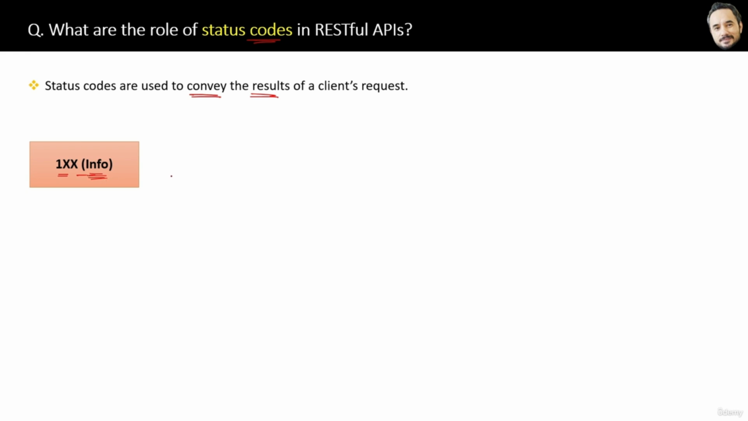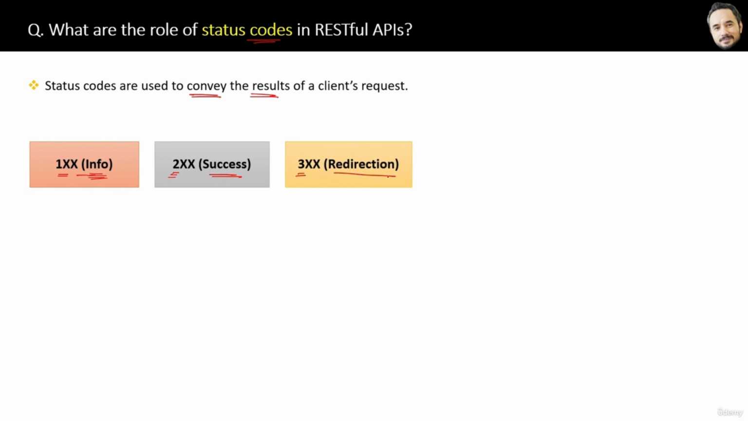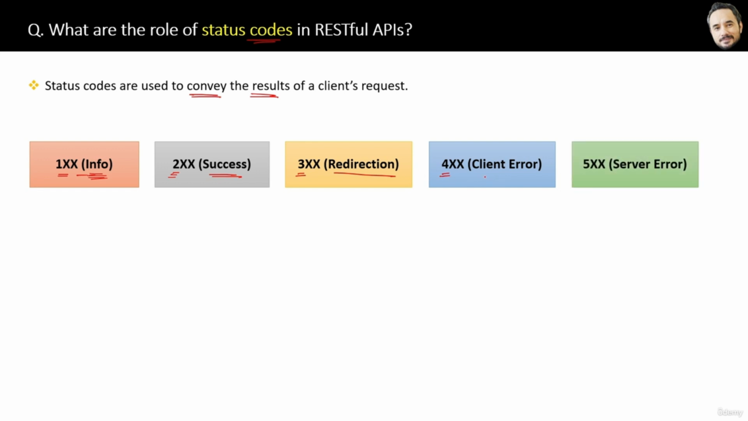Okay, it's informational. Then if the response status code starts with 2, that means the client request was a success on the API server. If a status code starts with 3, that means the client request was redirected somewhere else. Again, it is not so important and is very rarely used. Then if the response status code starts with 4 or 5, that means the client request was rejected, or you can say failed. Okay, great. Now here are all the status codes also.